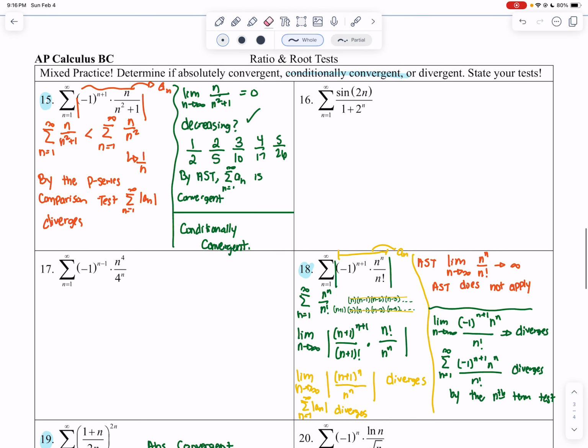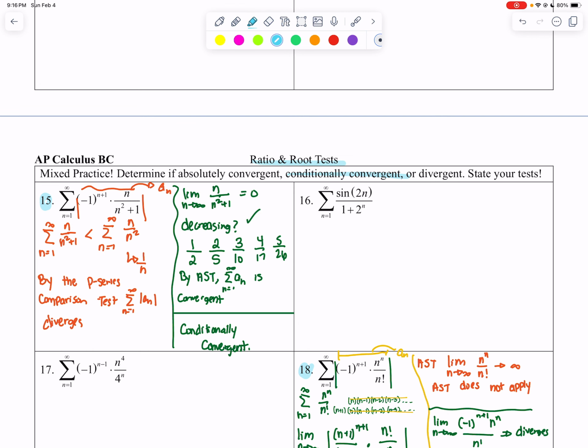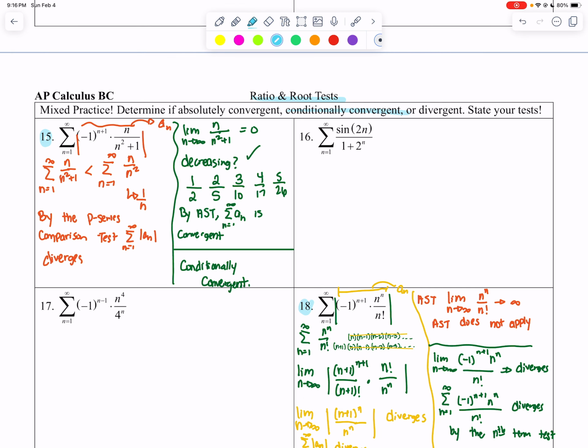Now, because we have finished all of our tests right here, it's going to be very important for you guys to know all of the tests that we've learned. So there is a formative that's going to be very helpful for you. It should say ratio and root test additional practice since this is the last lesson. So do that in preparation for your Unit 2 test. All right. Unit 3, we are going to be talking about the power series and all of that good stuff. That's going to be after the Unit 2 test. So we're going to have fun there too.